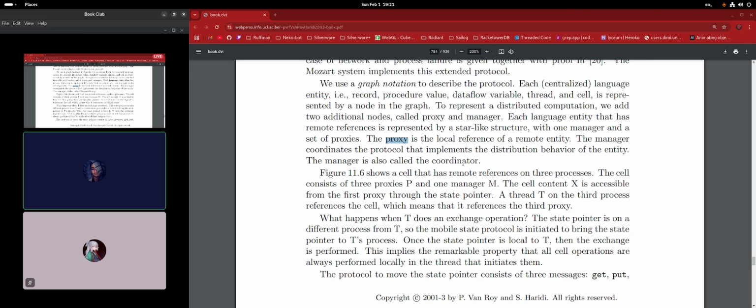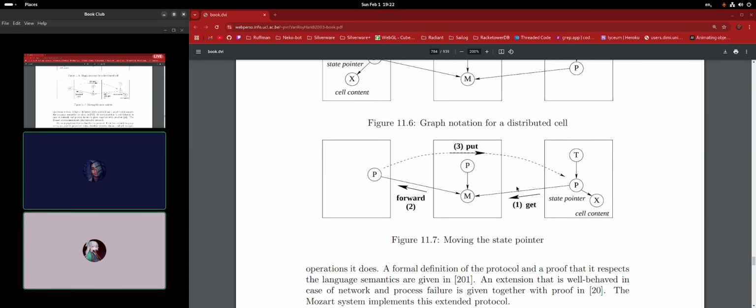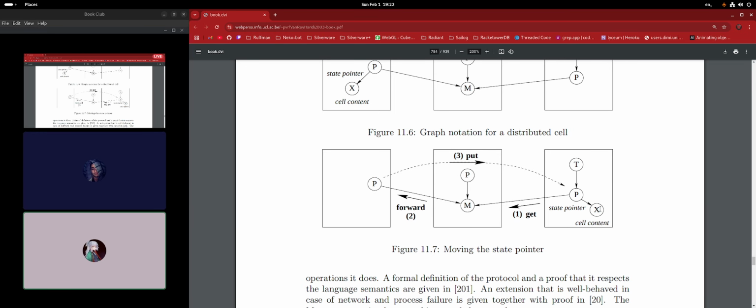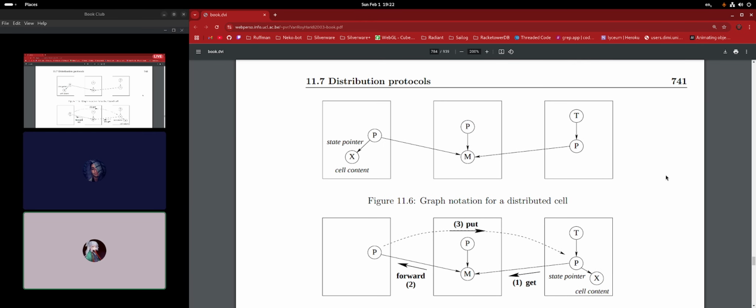Figure 11.6 shows a cell that has remote references on three processes. The cell consists of three proxies P and one manager M. The cell content X is accessible from the first proxy through the state pointer. So we're talking about this X here. Actually, there's one situation where it's impossible to recover. What happens if the process that holds the state pointer dies?